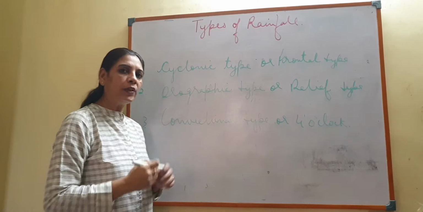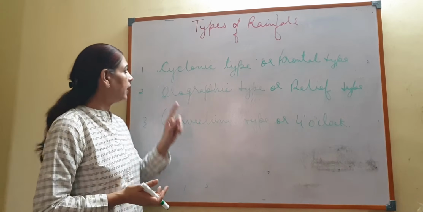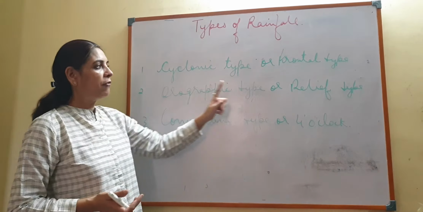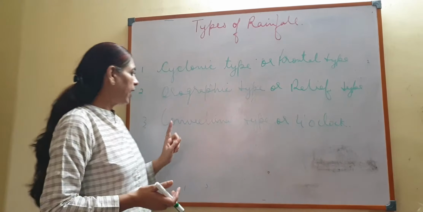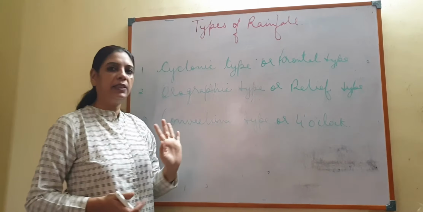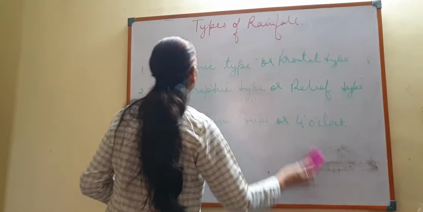I am going to explain you with the help of diagrams. So is it clear? Cyclonic type of rainfall or frontal type, orographic type of rainfall or relief type, and convectional type of rainfall or 4 o'clock rain. It generally occurs in the equatorial areas.